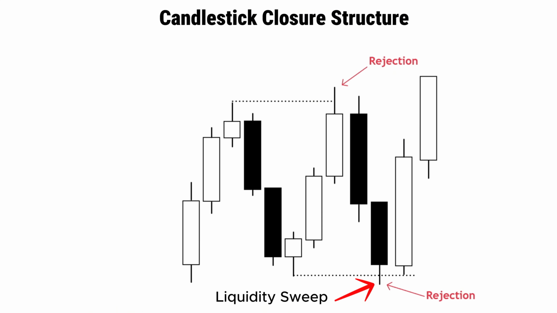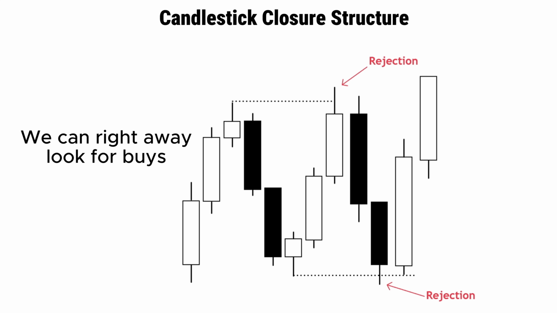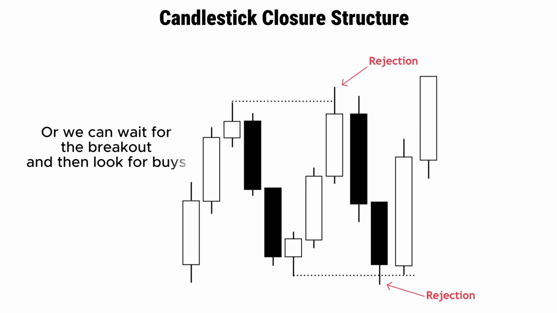For an actual valid lower low, we would want a candle closure below the lows. So knowing that we're in an uptrend, we have two options. We can right now look for buying setups, basically trying to front run and predict an upwards break, this being the more risky option, and we have the safer option, where we would wait for the actual upwards breakout in order to look for buying setups.